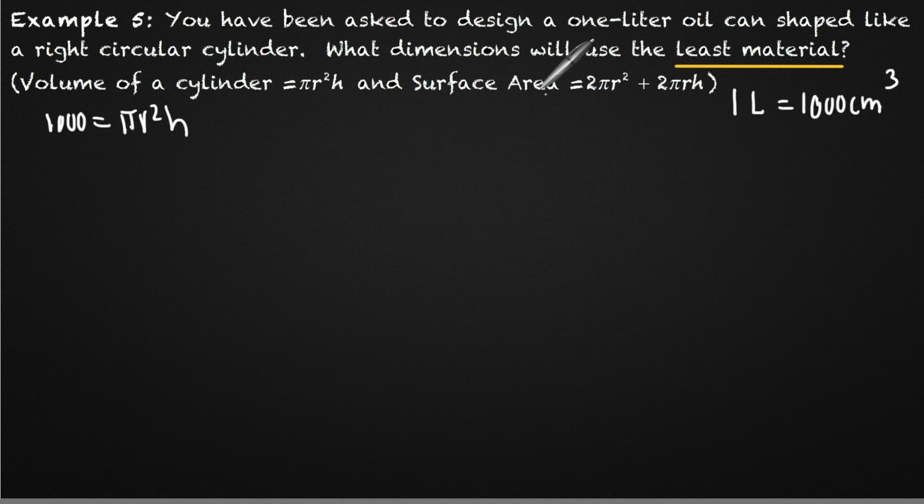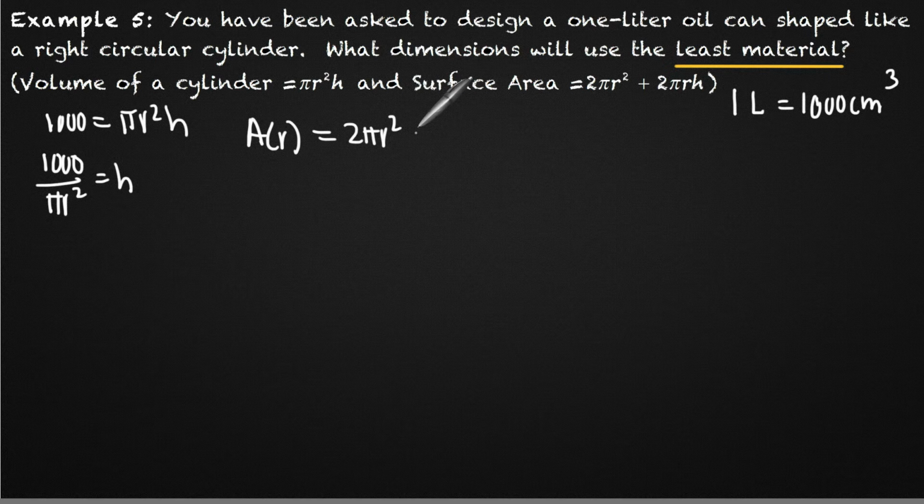All right, and remember, we're trying to minimize the surface area, so we need to write the surface area in terms of only one variable. Well, the easier variable here to solve for is h, so I'm going to write this as 1,000 over pi r squared, and that's going to be h. So I'm going to take that h and plug it in here, writing my area in terms of r, in function notation now: 2 pi r squared plus 2 pi r, and then h I'm going to replace with 1,000 over pi r squared.